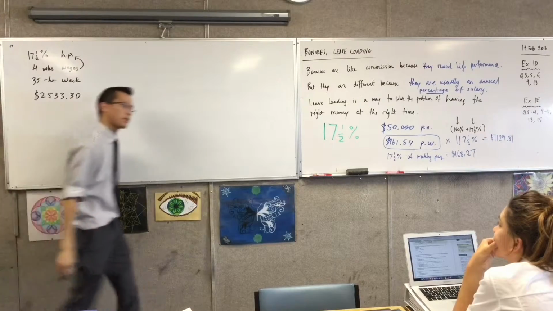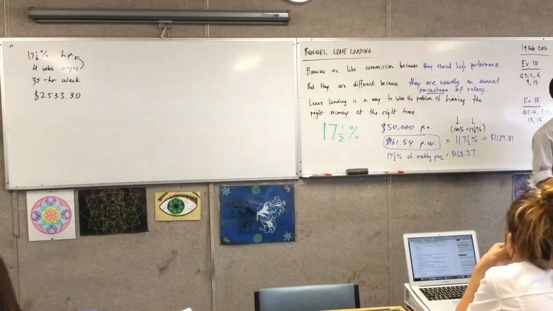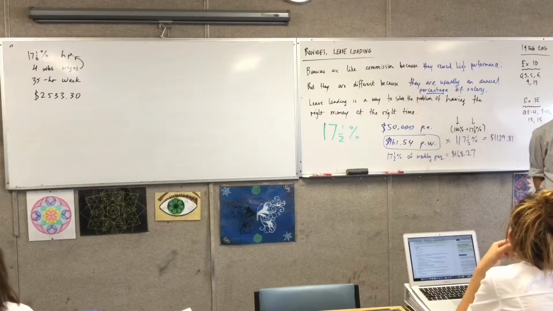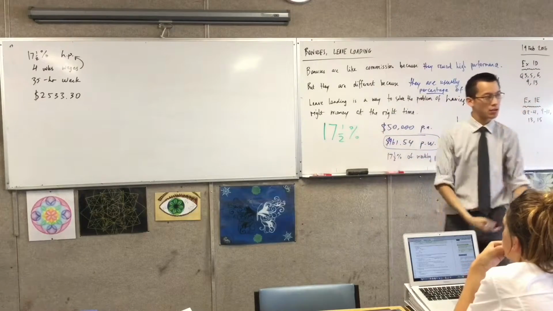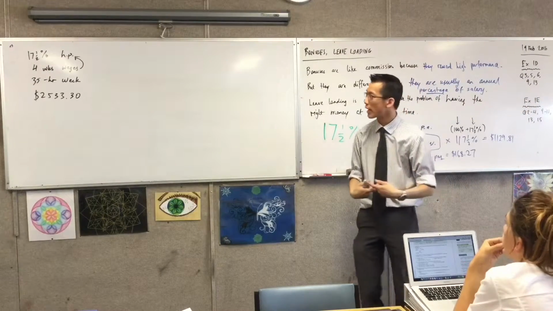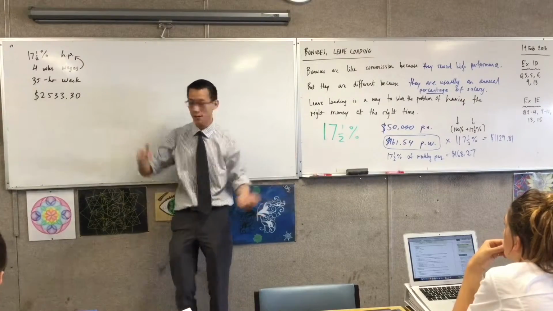$2,533.30. Okay, so this is weird because that $2,533.30 is usually where we end, right? It's like here are all the bits multiplied together, add, and there's the final number. So now we have to go in reverse, okay? So what I'm going to do is take these pieces of information and literally use them in reverse, right?